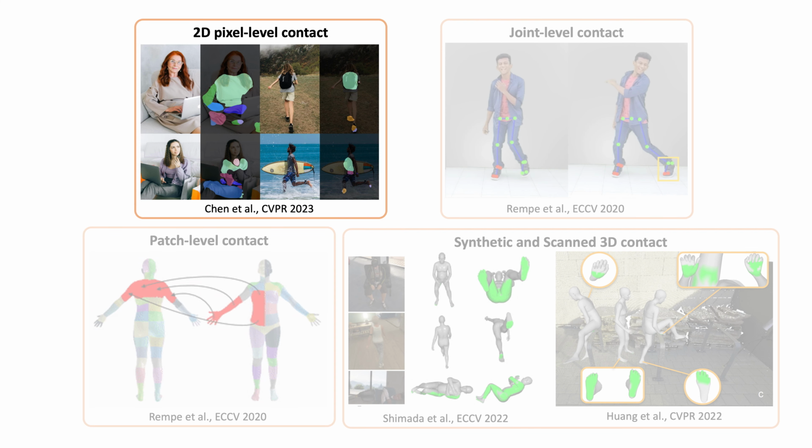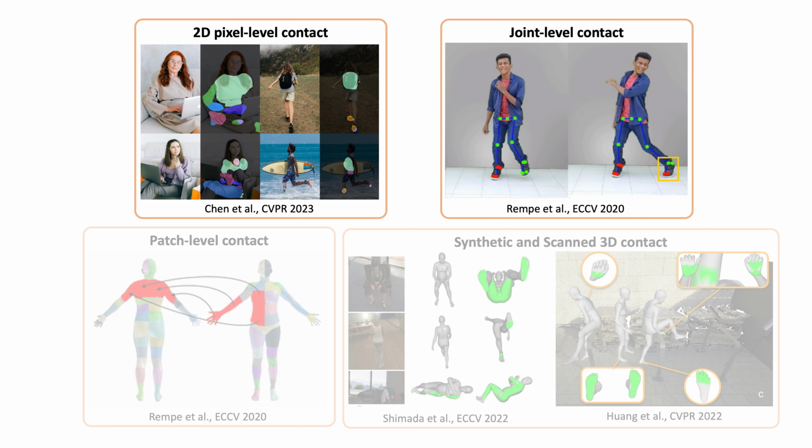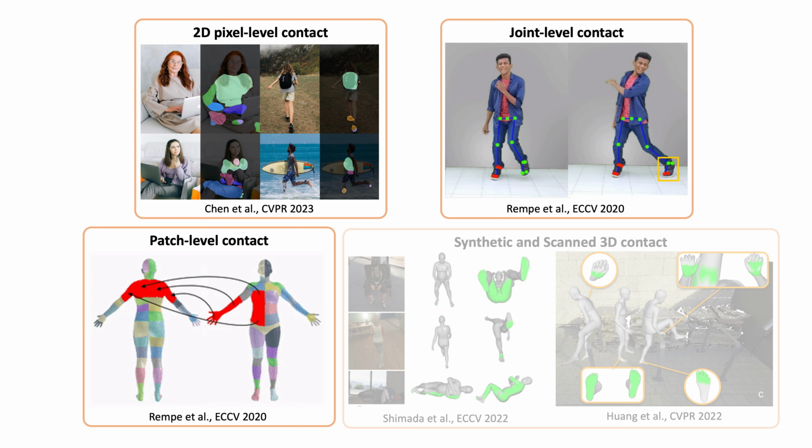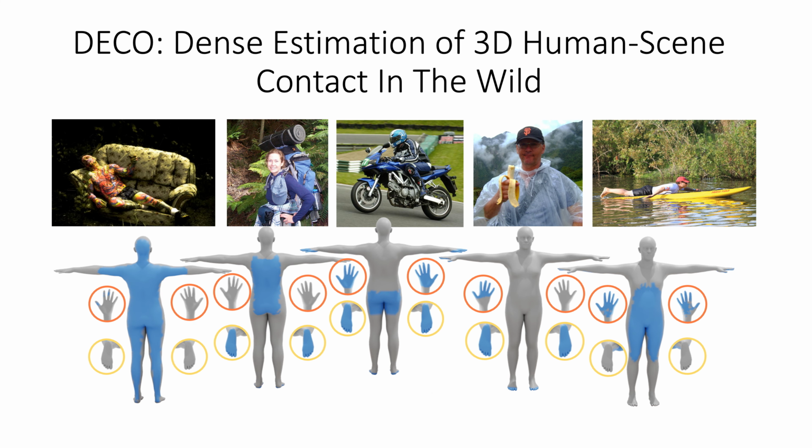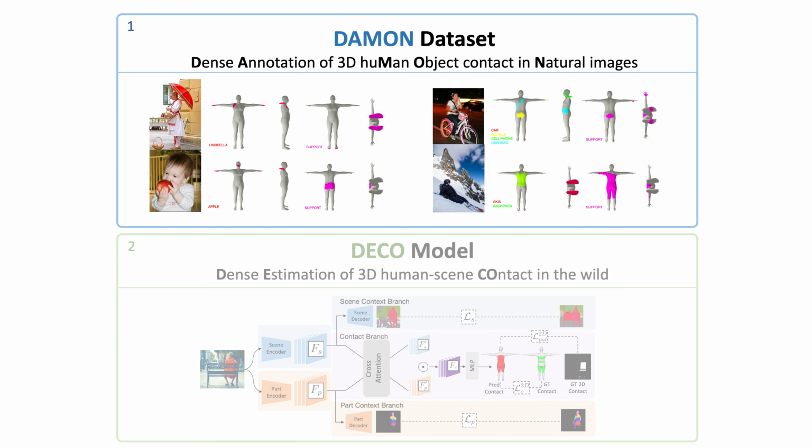To estimate human contact, existing methods either focus on 2D contact, consider body joints rather than the body surface, use coarse 3D body regions, or require synthetic or scanned data that do not generalize to in-the-wild images. We go beyond prior work to estimate 3D human scene and human object contact across the full body directly from in-the-wild images. To this end, we make two contributions.